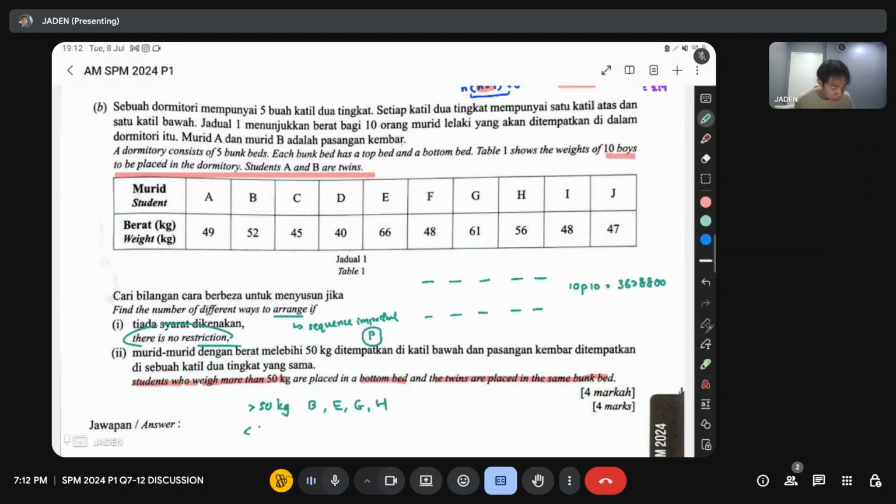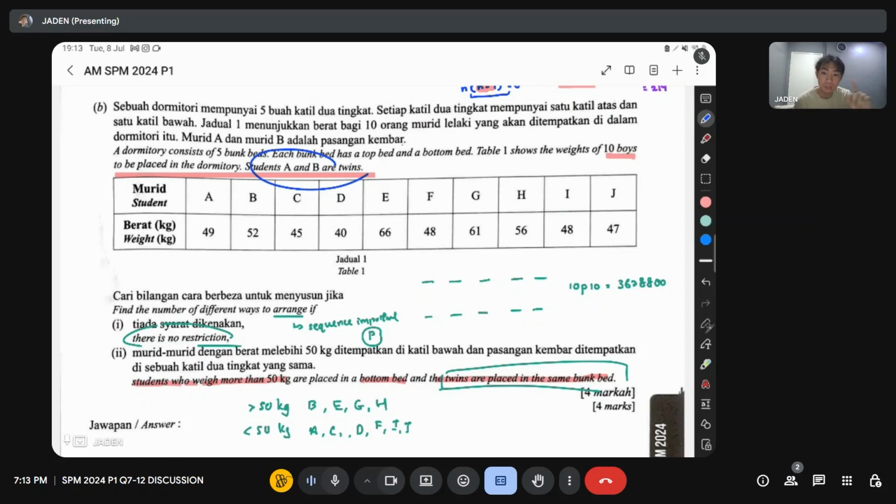And then less than 50, we have A, C, D, F, I, and J. Okay, now we go and settle this one first. Twins are placed in the same bunk bed. Now, the twins are A and B, right? A and B are twins. Okay, pasangan kembar. So A and B, where is A, where is B?